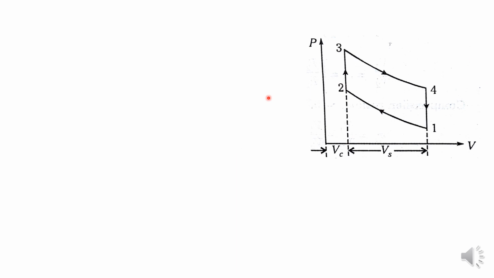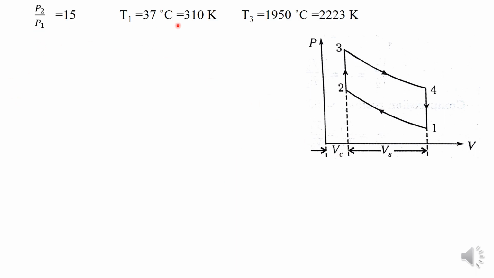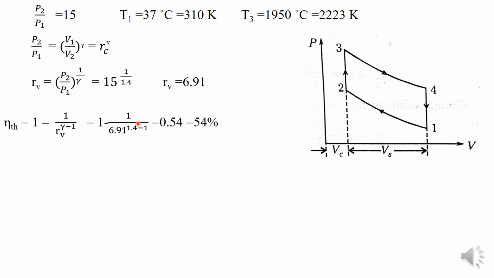Note down the PV diagram. Next, note down the given data. P2 by P1 is 15, T1 is given, converted into Kelvin, T3 is also given, converted into Kelvin. Next, use the pressure and volume relation. We know that P2 by P1 is also nothing but (V1 by V2) to the power gamma, or compression ratio RV to the power gamma. P2 by P1 you know, use this relation, get the value of RV. You will get RV as 6.9. Once you have the value of RV, directly substitute in the efficiency formula, and you get the efficiency, that is 54%. One question is over: compression ratio is over, efficiency is over.